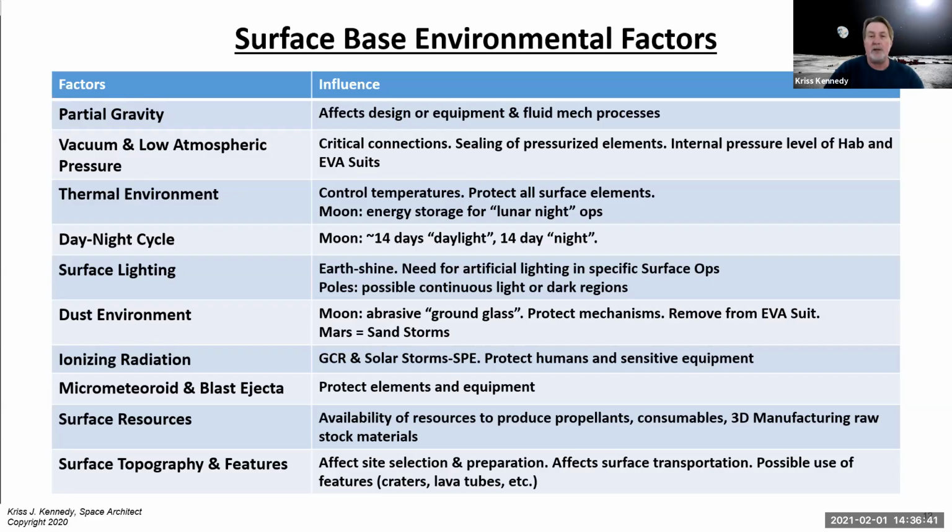The dust environment: the moon has very abrasive ground glass, so protect your mechanisms, remove it from the EVA suits, try not to bring those suits into the habitat because those fine particles of dust or ground glass will then become airborne and get into your lungs. Also, radiation is a big item to protect the humans from, and not just the humans, but the equipment as well. And so you want your sensitive equipment protected or rad hardened.